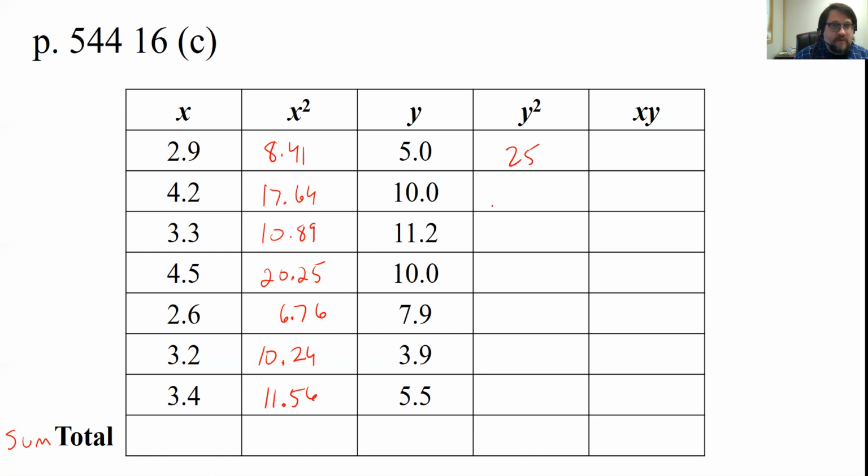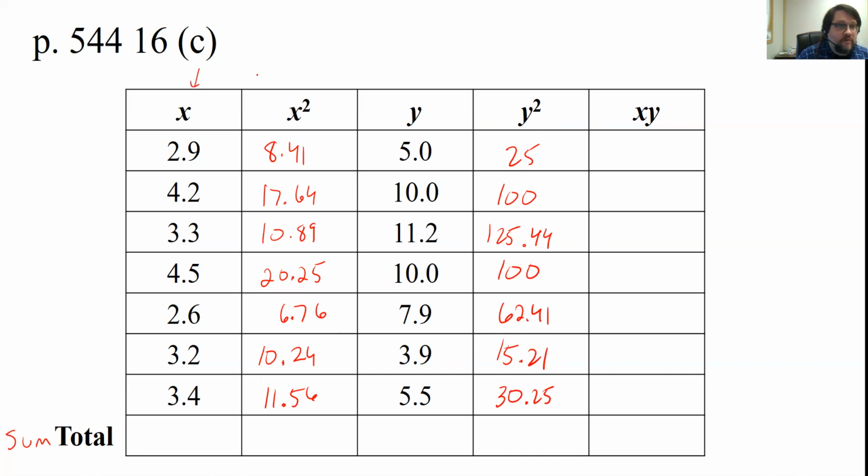All right. So then what? 5 squared is 25. 10 squared is 100. 11.2 squared, I have no idea. That is 125.44. Sounds right. 7.9 squared, less than 64 slightly, probably. 62.41, that's right. 3.9 squared should be less than 16 slightly. So yeah, 15.21 and 5.5 squared, 30.25.